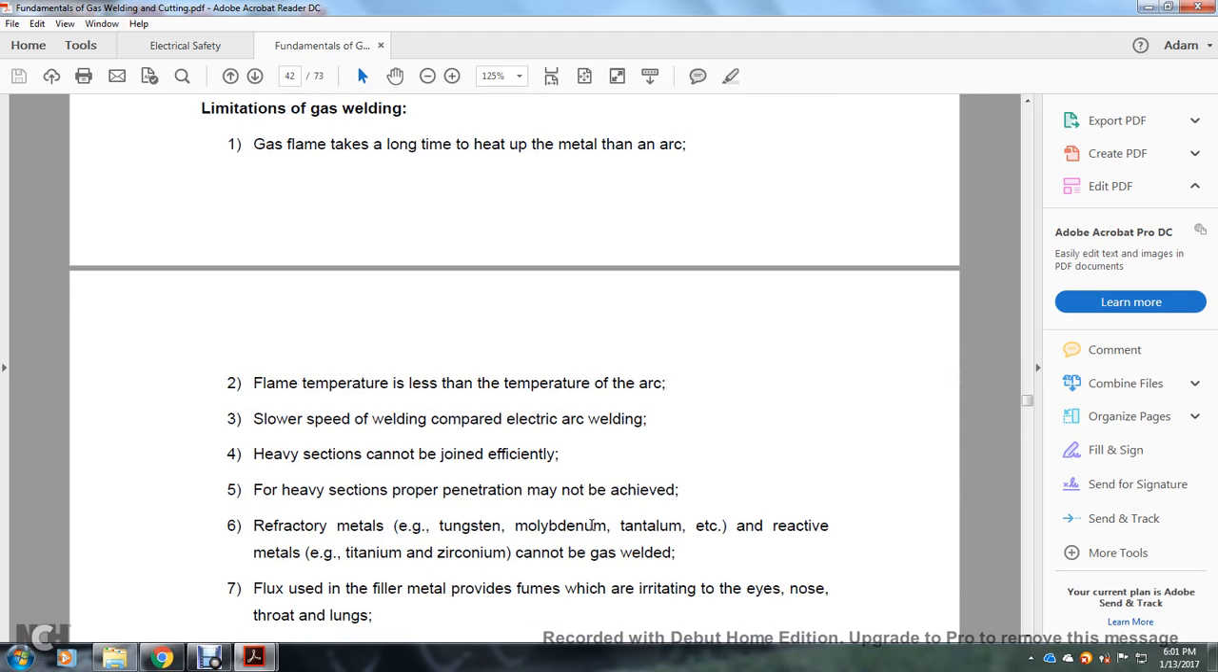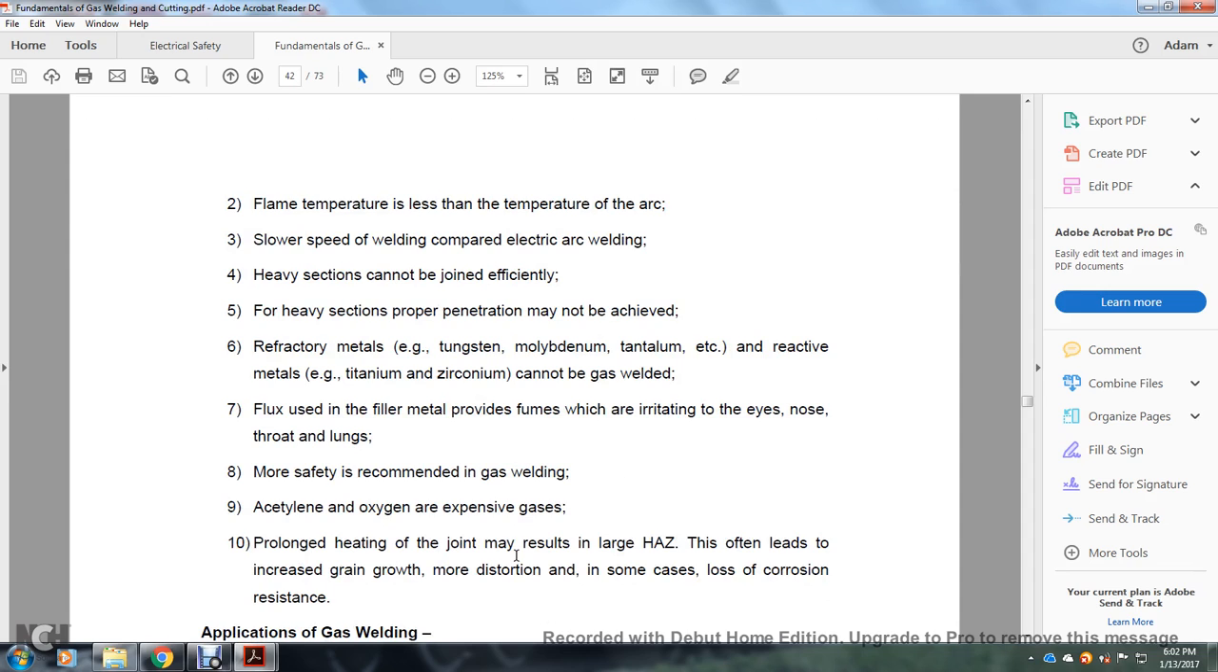Refractory metals such as tungsten, molybdenum, tantalum, etc., and reactive metals such as titanium and zirconium cannot be gas welded. Flux used with filler metals provides fumes that irritate the eyes, nose, throat, and lungs, so more safety precautions are recommended than for other welding. Acetylene and oxygen are expensive gases.